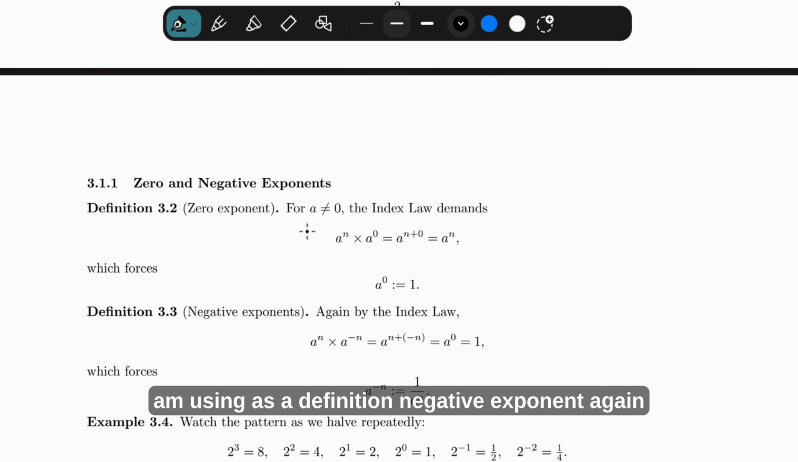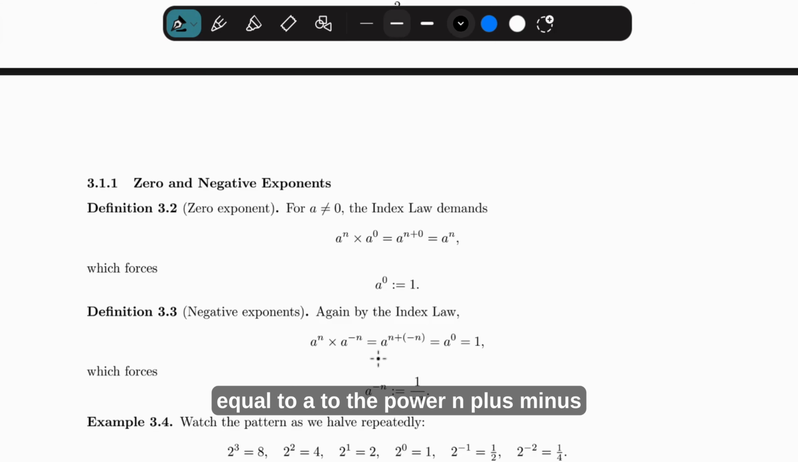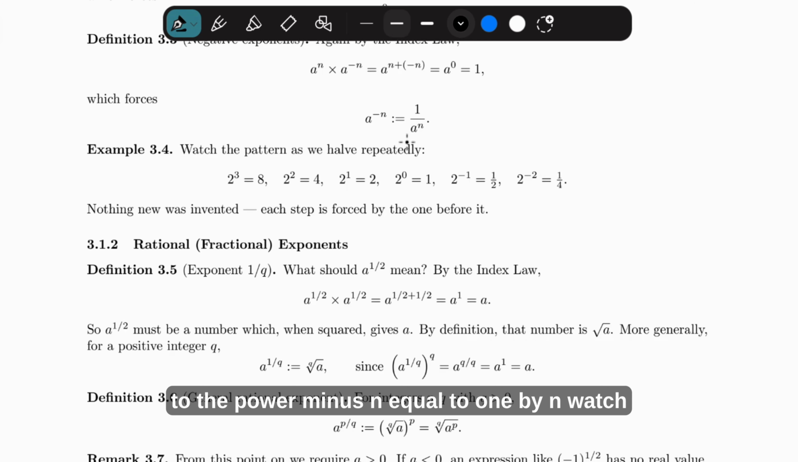Negative exponent, again by the law of index. So I have written it like this: a^n times a to the power minus n is equal to a to the power n plus minus n, which is equal to a to the power 0, since n plus minus n gives 0. And we know from the earlier definition 3.2 that a to the power 0 is equal to 1, which forces a to the power minus n to be equal to 1 by a^n.